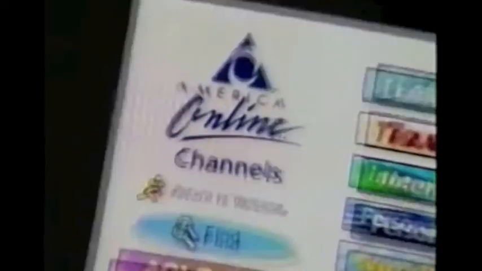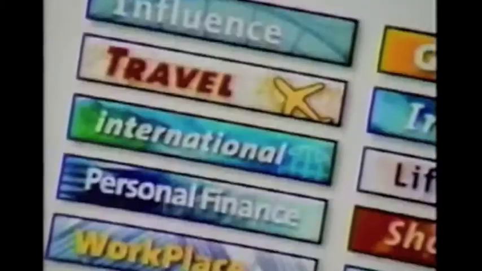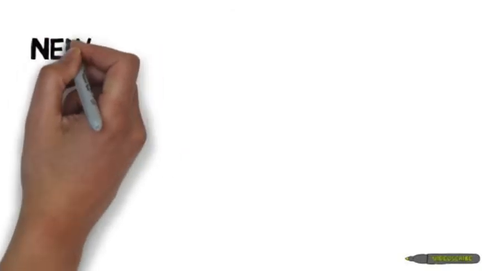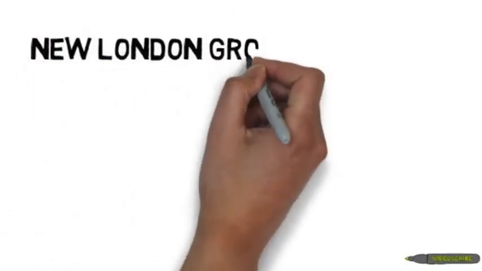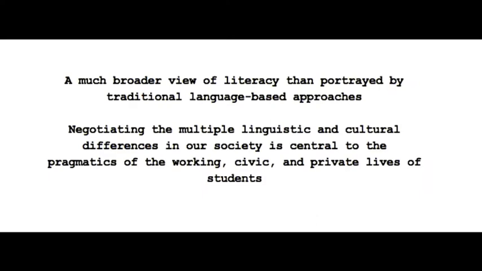But what does this shift in tutoring material mean for tutoring pedagogy? This question has been circulating among Writing Center scholars ever since the early days of the popular internet. It began in 1996 when a collective of scholars known as the New London Group argued that the multiplicity of communication channels and increasing cultural and linguistic diversity in the world today call for a much broader view of literacy than portrayed by traditional language-based approaches, and that negotiating the multiple linguistic and cultural differences in our society is central to the pragmatics of the working, civic, and private lives of students.